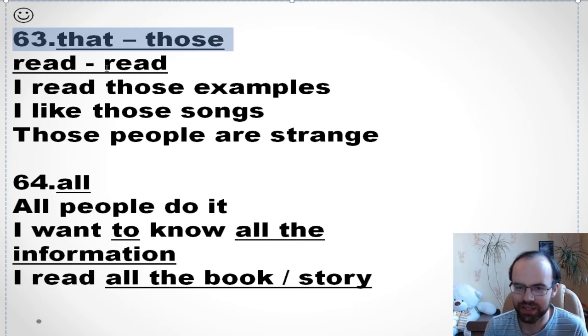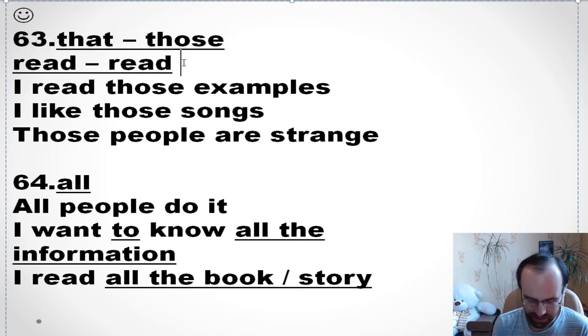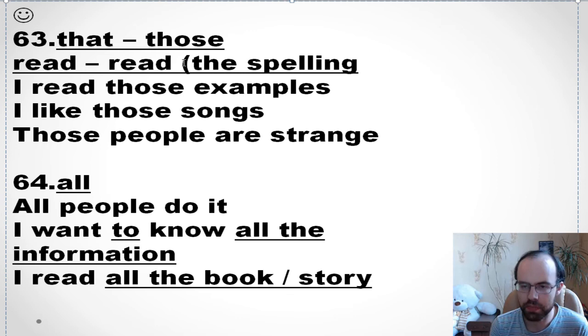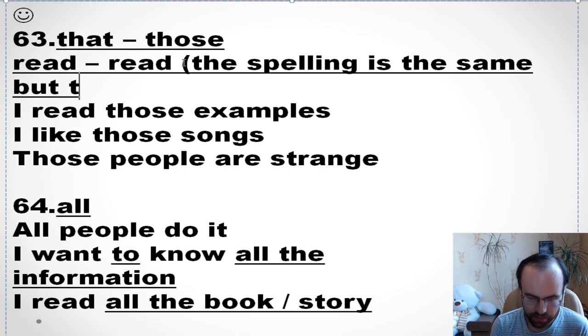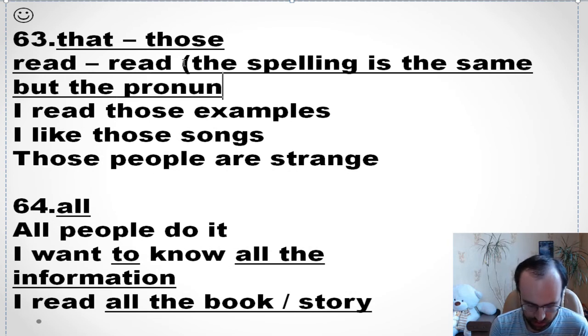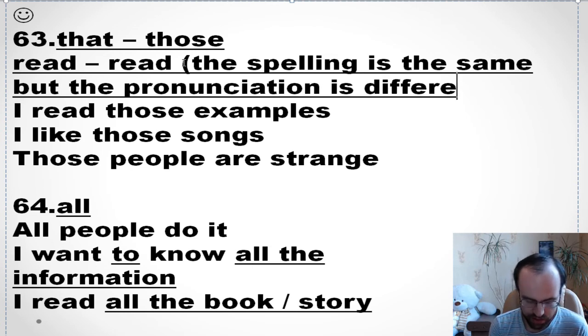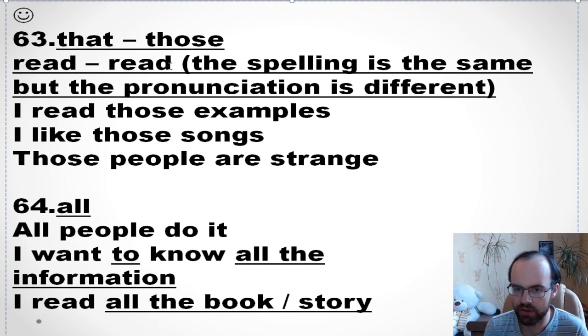Read, read. So it's the second form. You see, the spelling is the same, but the pronunciation is different. The spelling is how we spell it, and the pronunciation is how we pronounce it. So read, read. I read those examples.